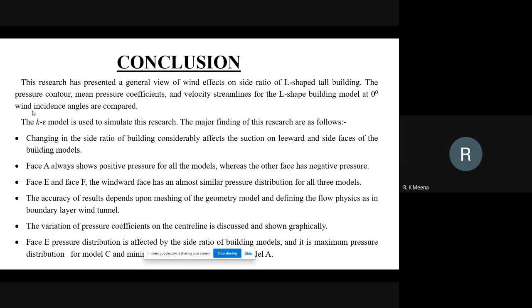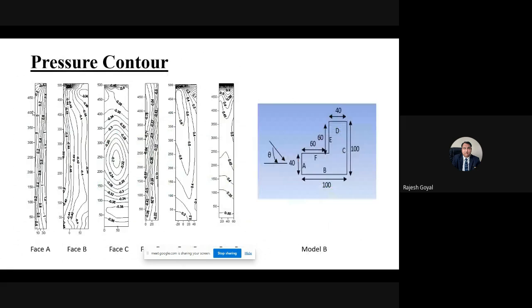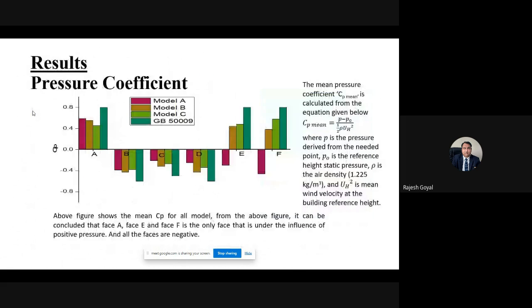Yes, sir. The first question that always arises when we do this kind of work is how to validate your mathematical study with wind tunnel studies. Normally, in such work, we validate the mathematical modeling against some wind tunnel testing. Have you done such work in your research?